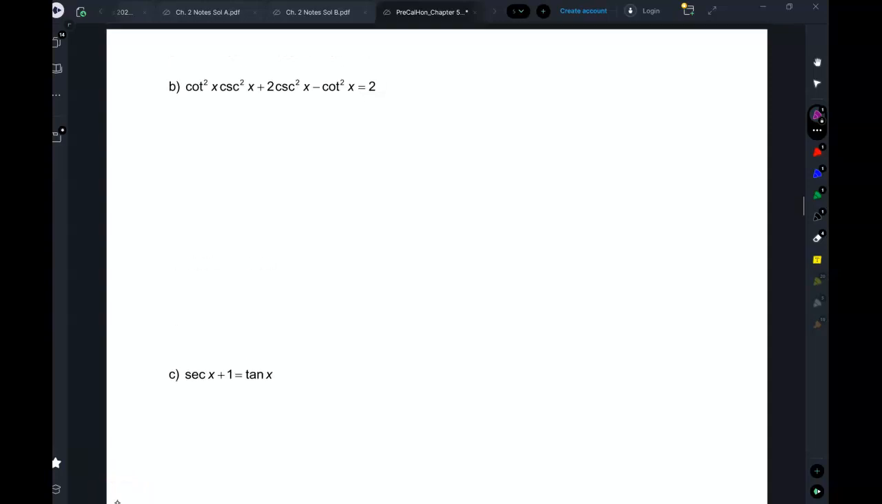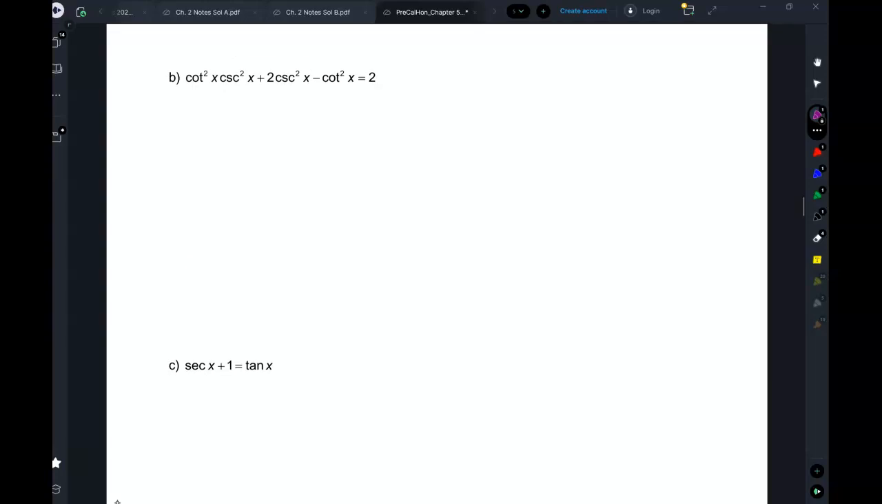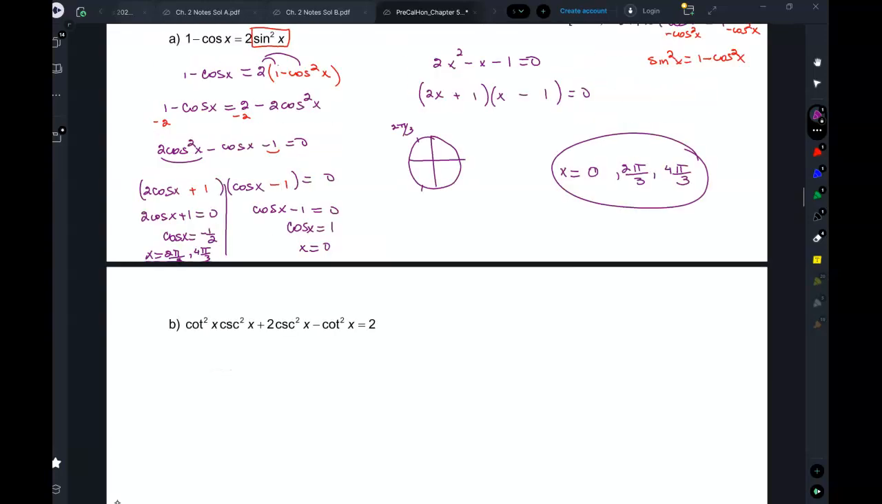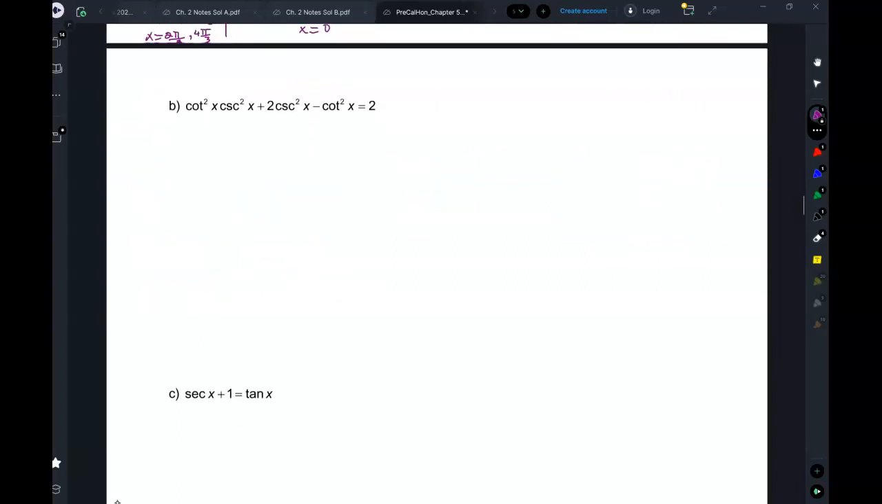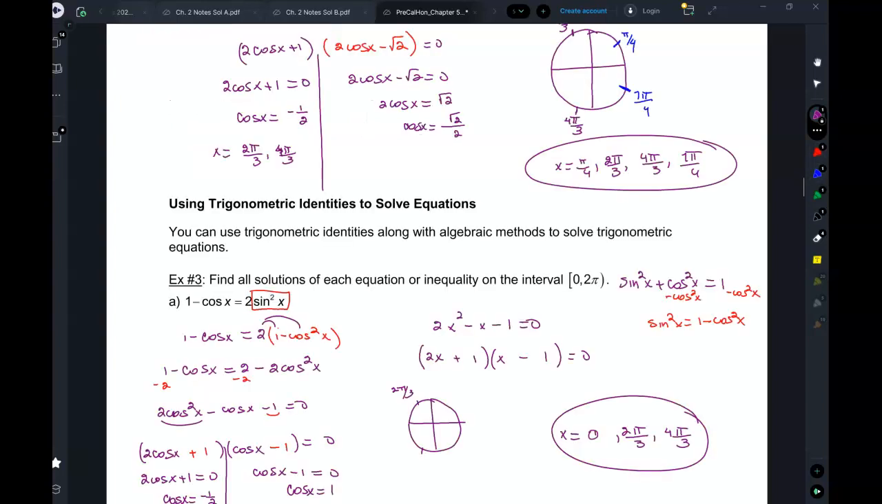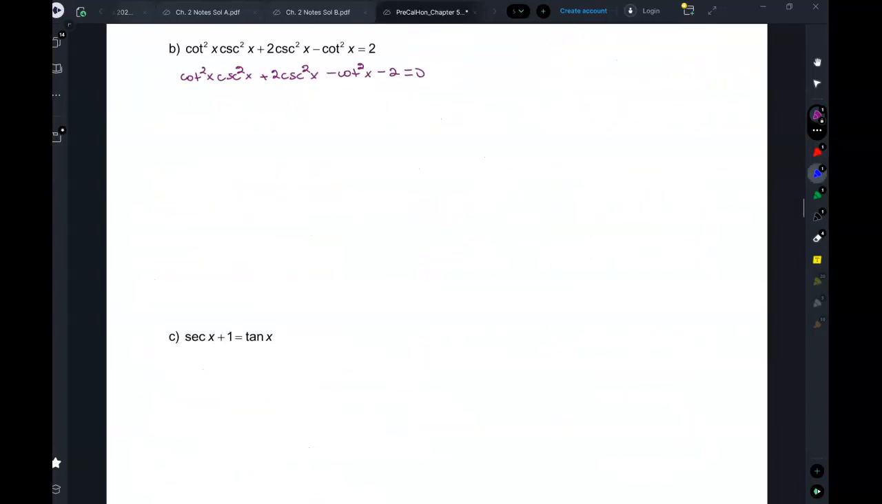Okay, let's do this one. How are we going to do this one? Minus 2. So we have cotangent squared x cosecant squared x, 2 cosecant squared x, minus cotangent squared x, minus 2 equal to 0. Okay, now we've done one like this. Factor by grouping because you've got 4 terms, right? You split it after the second term.